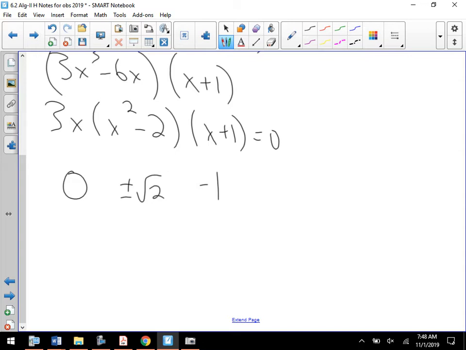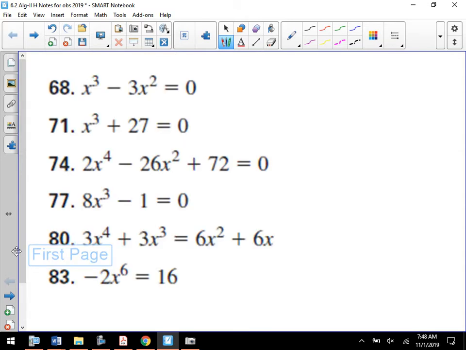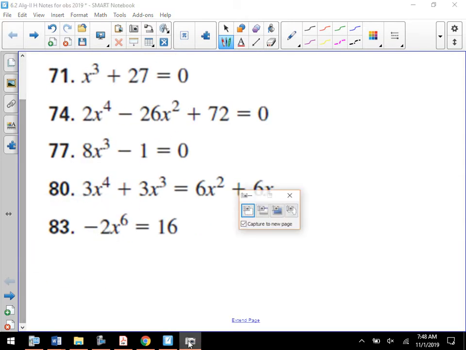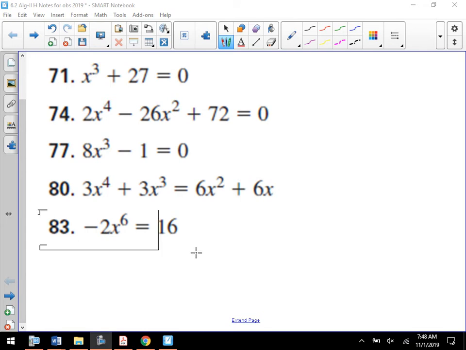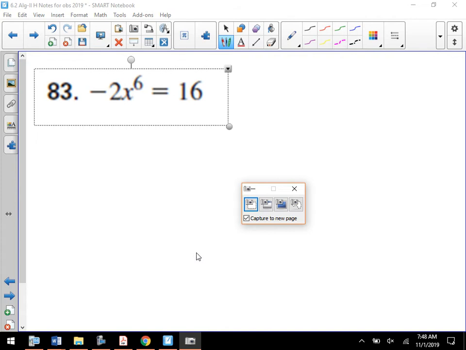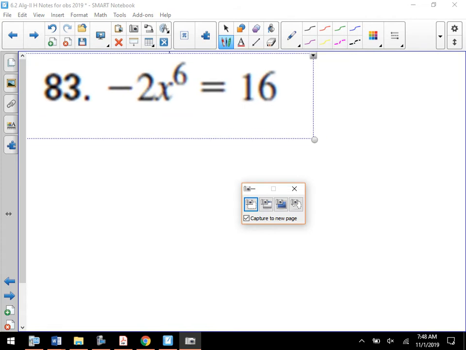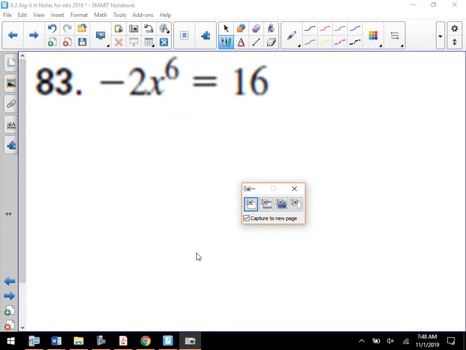Yeah, this is a pretty straightforward one there. 83, same idea. There's a trick in this one that you may or may not have caught. I think before we left class yesterday, I said, hey, you always want your highest degree polynomial to be positive. So I would have moved that one over, and I've gotten 2x to the 6 plus 16 is 0.